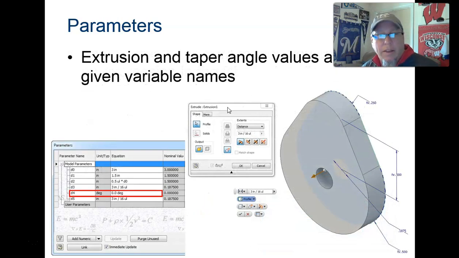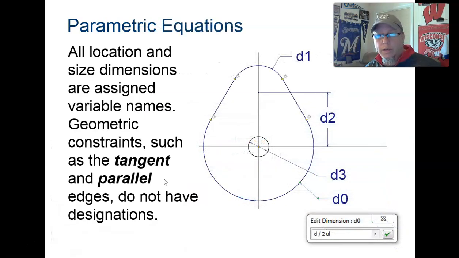And this is another example of what it's going to look like when it's done. It does say that the extrusion and taper angles are also typically done in the parametric spreadsheet. I'll show you those as well as we go through and do it.